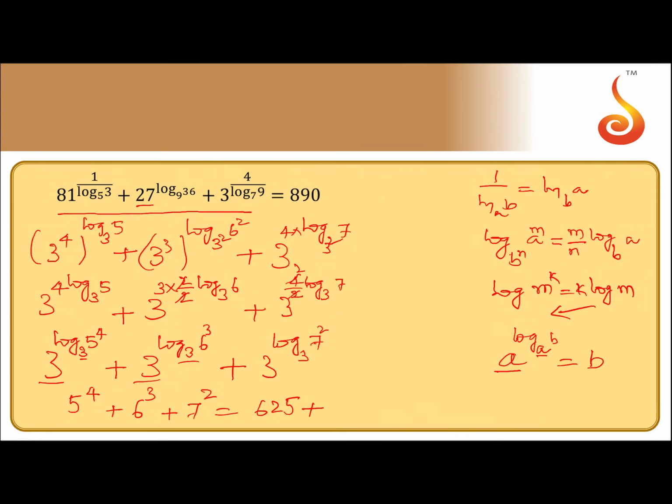That is 625 plus 216 plus 49. Okay, so 9 plus 6 is 15, plus 5 is 20, and 2 plus 4 is 6, plus 1 is 7, plus 2 is 9, and 2 plus 6 is 8. Total it is 890.